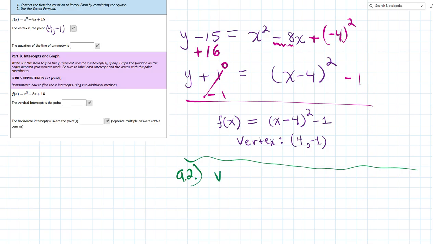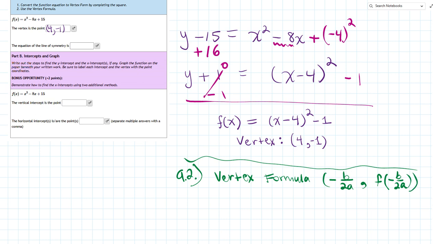The vertex formula is negative b over 2a for the h, which is the x-coordinate of the vertex. And then for k, you would just plug whatever you got for x into the function and then simplify it till you get the number.